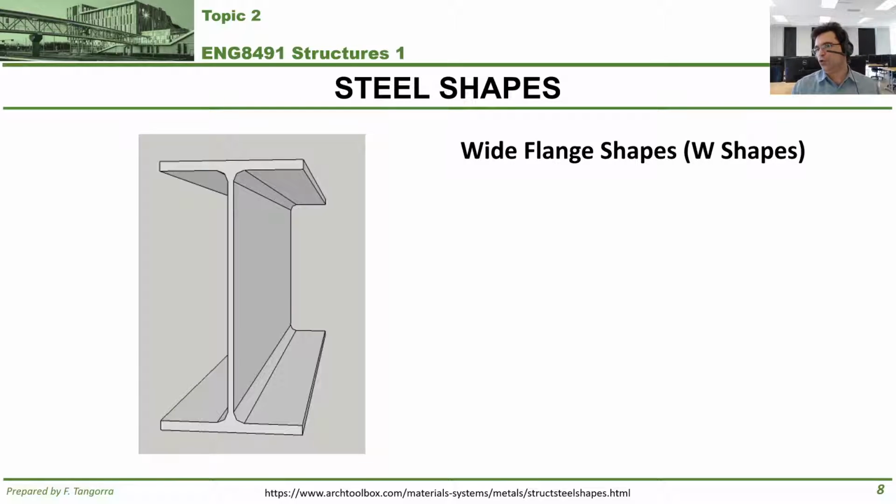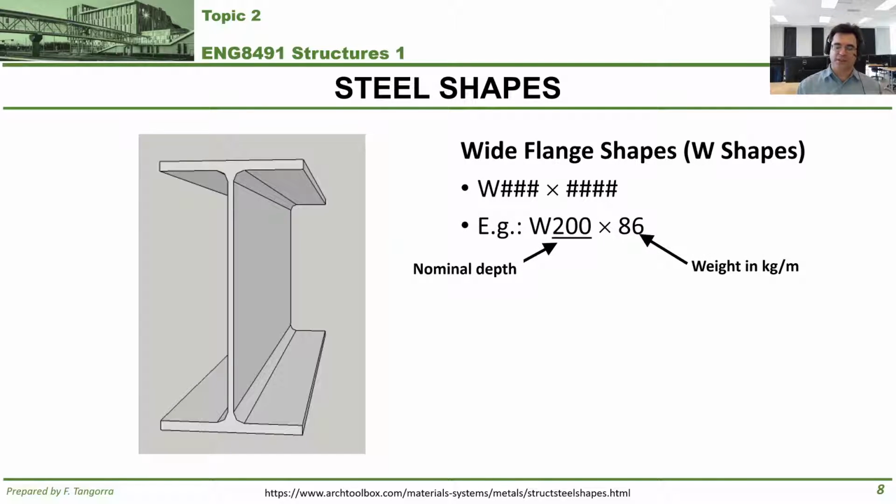So let's talk about wide flange shapes. These are also commonly known in Canada as W shapes. They are referenced in drawings or specs by the following format. You start with a capital W followed by a number, a multiplication sign, and another number. So for example, something like this. You would read this as a W200 by 86. The first number, in this case the 200, refers to the nominal depth of the shape in millimeters. The second number, 86, in this case, refers to the weight of the shape in kilograms per meter, or more appropriately, the mass of the shape in kilograms per meter.